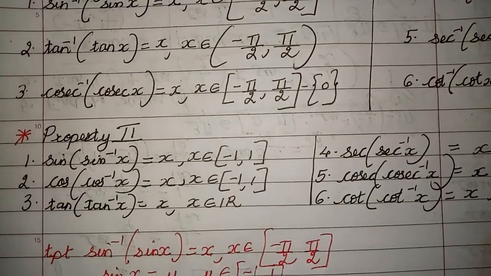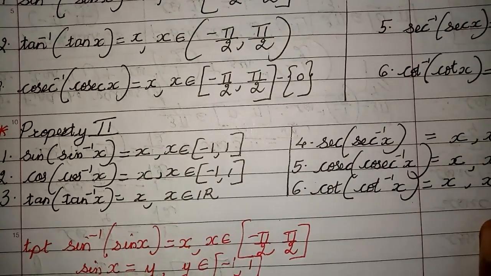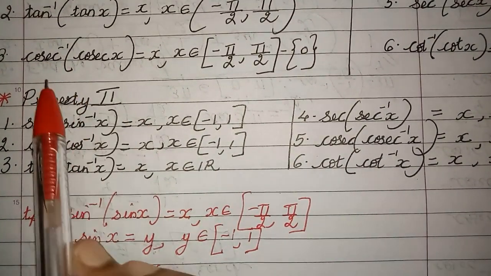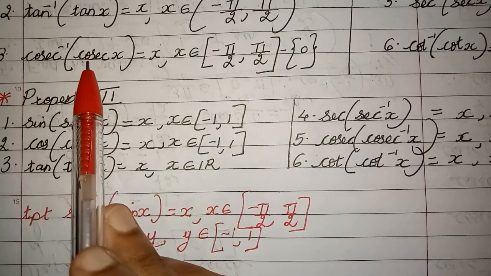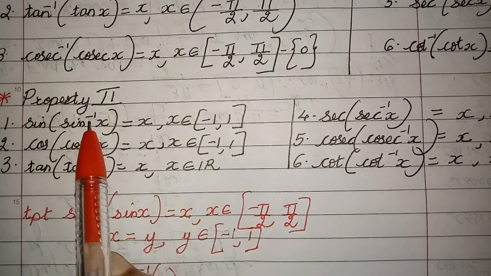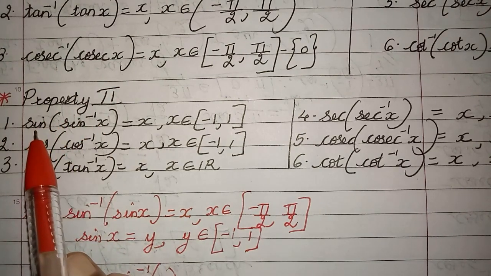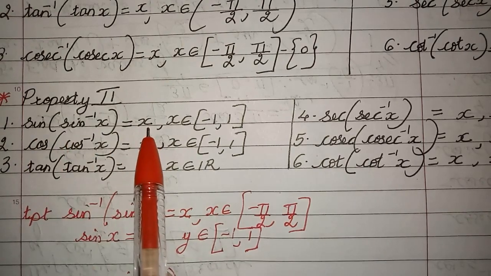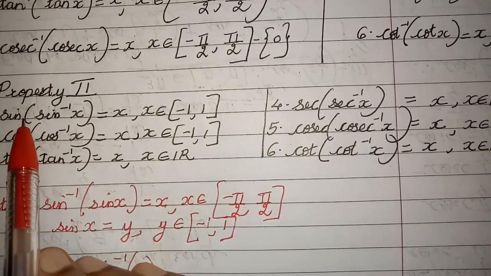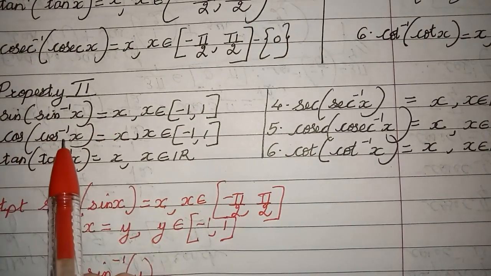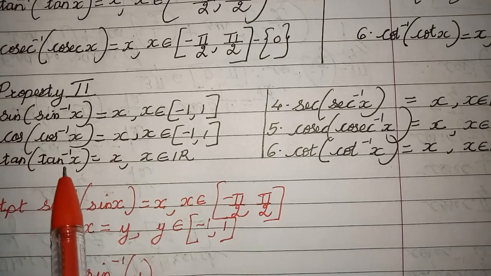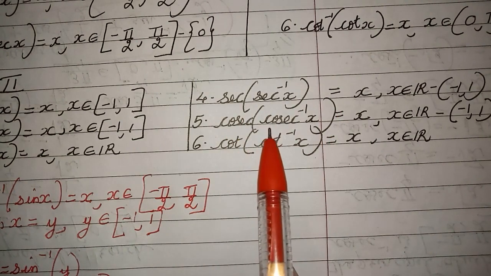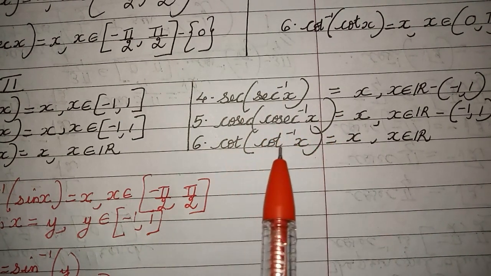Alright, now let us come to the second set of properties. If you look at the first set and the second set, it is just that the position is changed. That means this time the inverse trigonometric function is taken inside and the trigonometric function is taken outside, but the answer is the same. Both get cancelled and you get the same answer. Just have a look here. Sin of sin inverse of x is x. Cos of cos inverse of x is x. Tan of tan inverse of x is x. Sec of sec inverse of x is x. Cosec of cosec inverse of x is x. Cot of cot inverse of x is x.